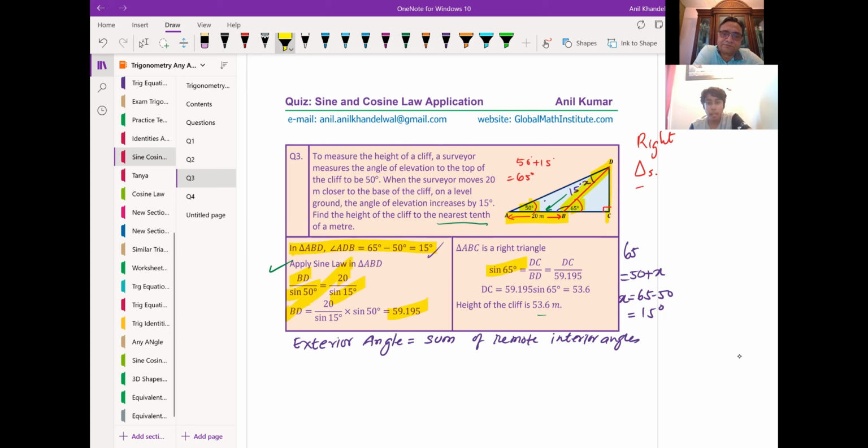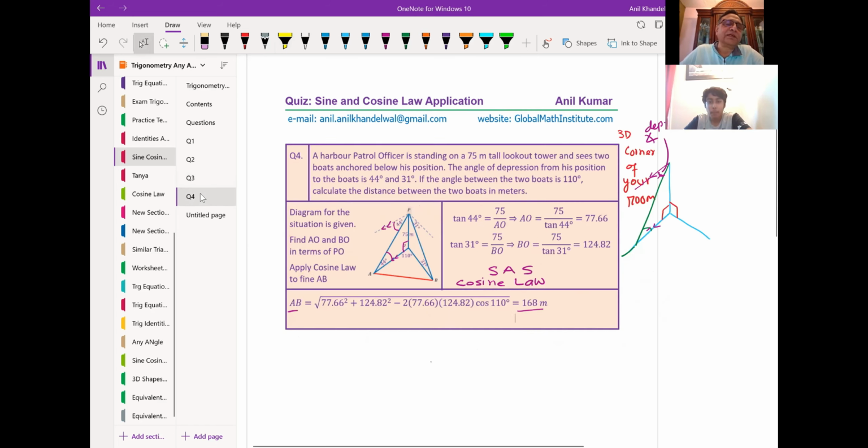Yes, sir. So from here, you can find height DC as 59.195 times sine 65, and you get your answer, 53.6. Is that clear to you? Yes, sir. So whatever you found using sine law, you input into the second triangle to get DC. Correct. The second triangle is a right triangle, so we know the hypotenuse and need to find the opposite side. We use sine ratio to get the answer, correct? Yes, sir. Good job. Next question, please.